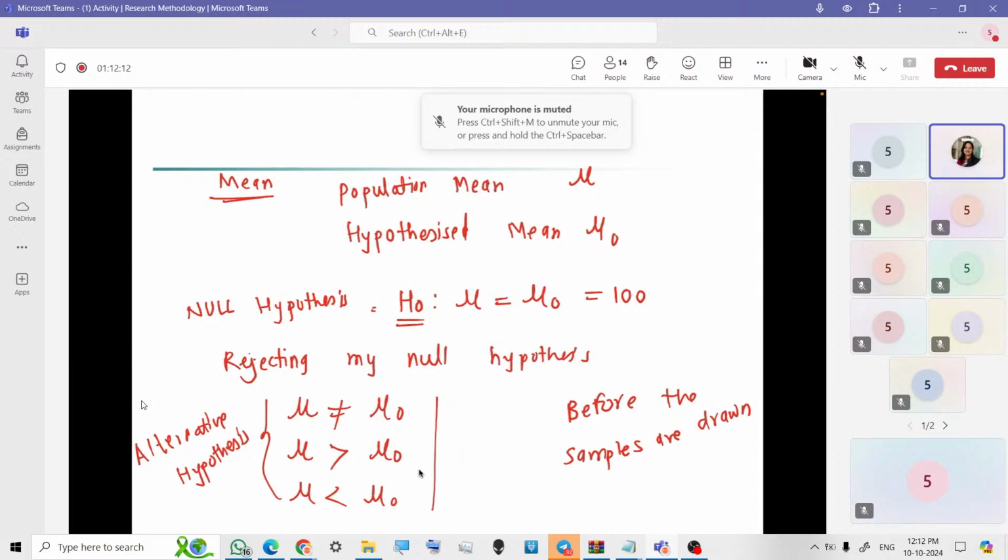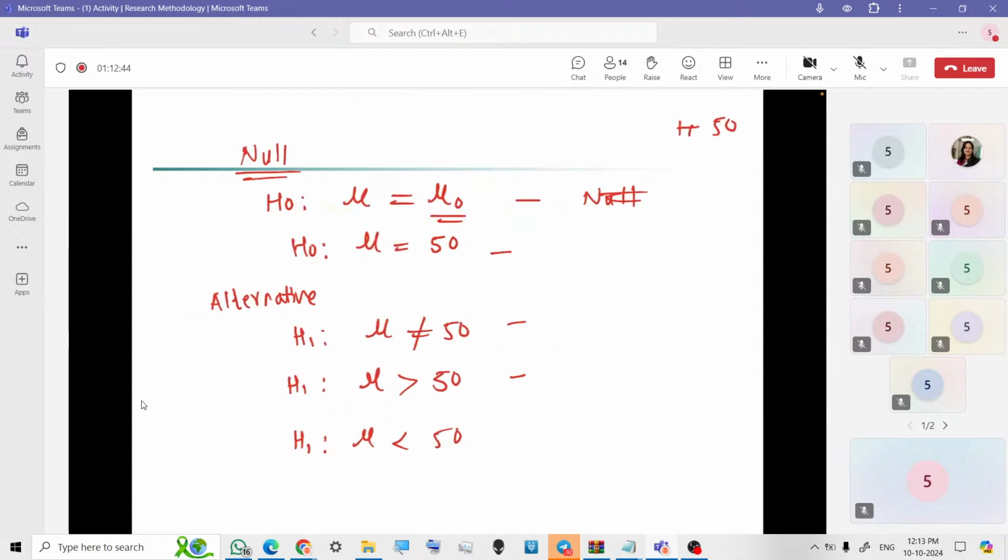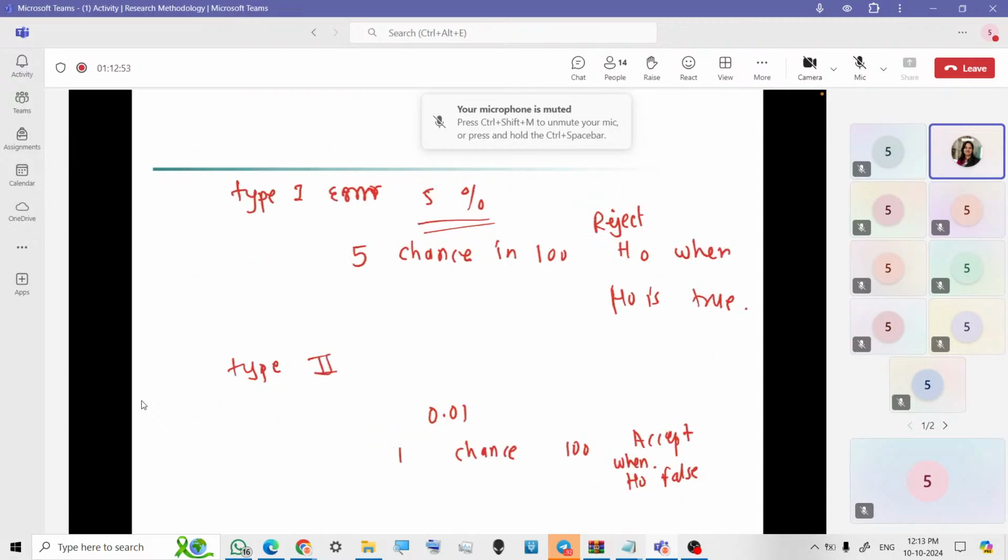Now, in terms of mean, if I have a mean value available with me and I'm making a statement for my population, I can say that the population mean and hypothesized mean are same. But if I'm rejecting my hypothesis, I have an alternative hypothesis which says that my population mean is not equal to hypothesized mean, it is greater than hypothesized mean, or it is less than the hypothesized mean. The same thing: mu is equal to mu 0, mu is 50; mu is not equal to 50, less than 50 and greater than 50.